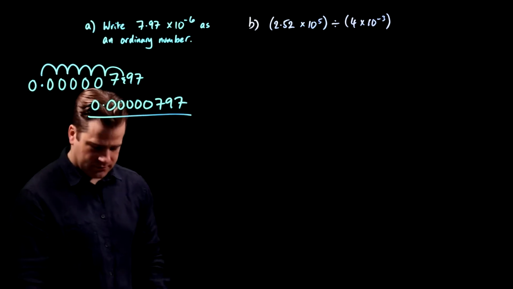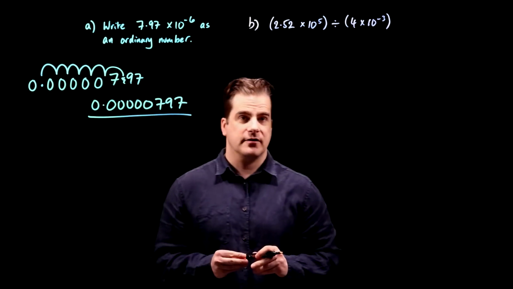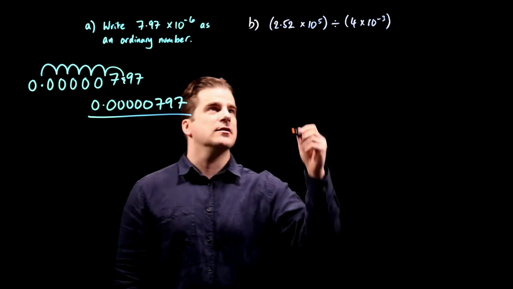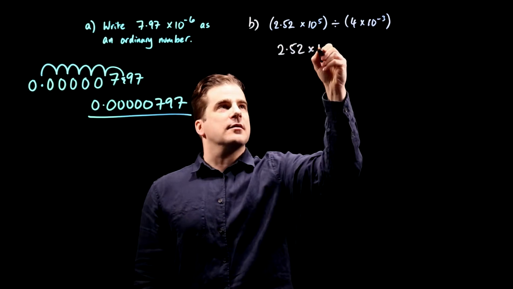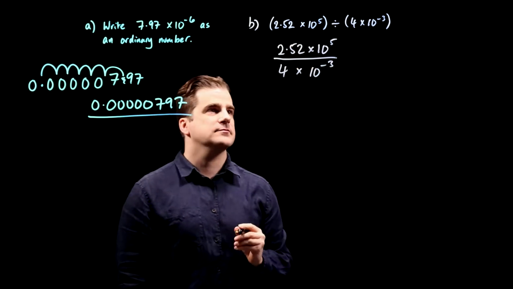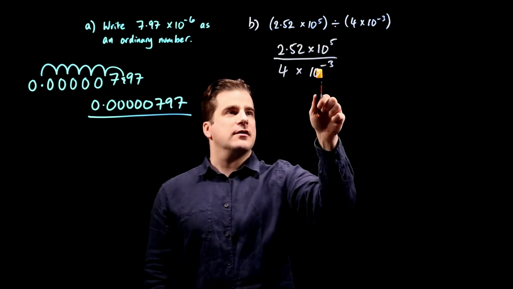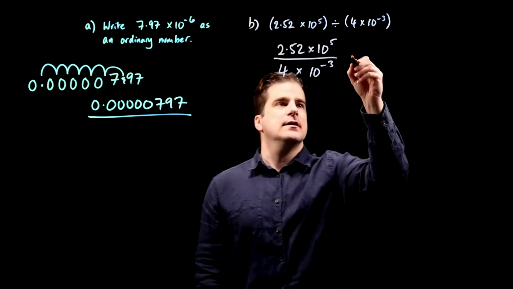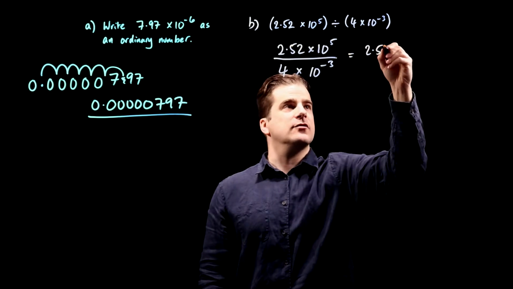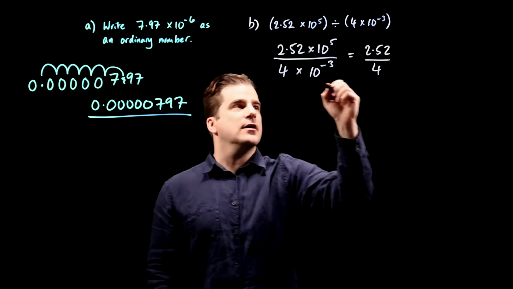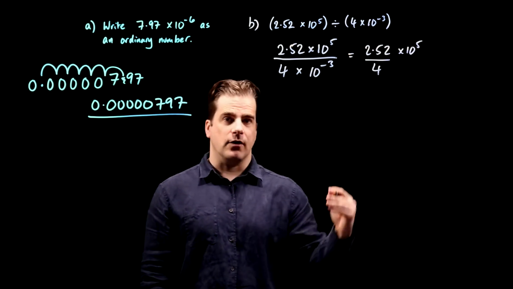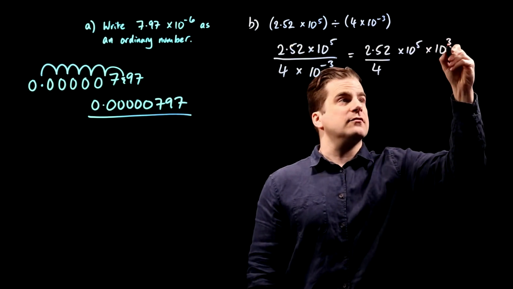Right, for the second one, we have to do 2.52 times 10 to the 5 divided by 4 times 10 to the minus 3. So first thing, let's write it grown-up style. You don't really need the dividing sign anymore. So it's 2.52 times 10 to the 5 over 4 times 10 to the minus 3. Right, what should we do first? Let's deal with these numbers because that's the easy bit. We're going to do 2.52 divided by 4 at the end, so we'll postpone that. We'll leave the times 10 to the 5 on top. We'll just bring the times 10 to the minus 3 onto the top. 10 to the minus 3 on the bottom is the same as 10 to the plus 3 on the top.